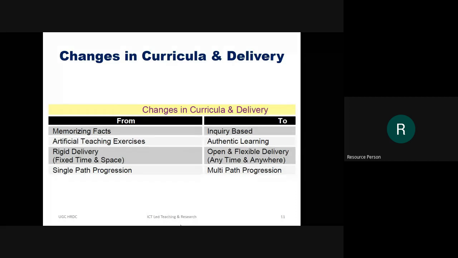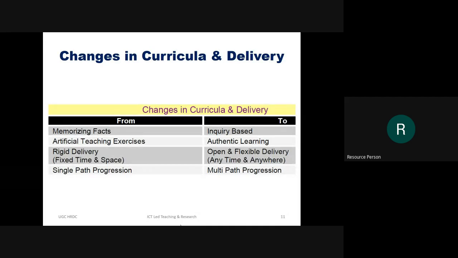It is not merely knowledge, but the use of knowledge to solve real world problems that is being looked at by responsible nationals, responsible citizens, responsible employees. So those kinds of questions should be asked, and in that, cheating is not possible. Everybody will think, and that's how we should be. Instead of artificial teaching exercises, we should have authentic learning.